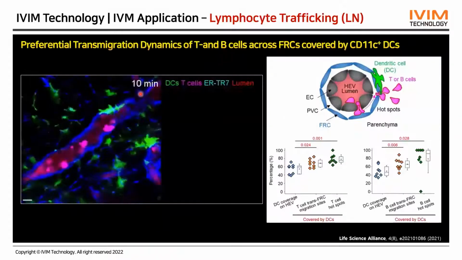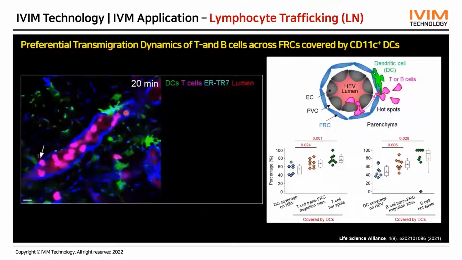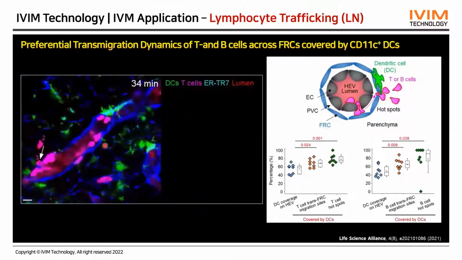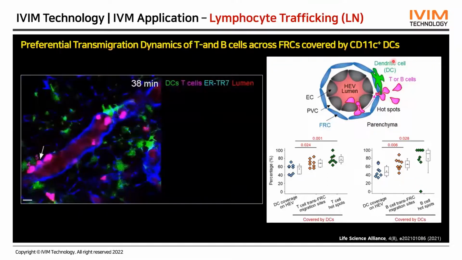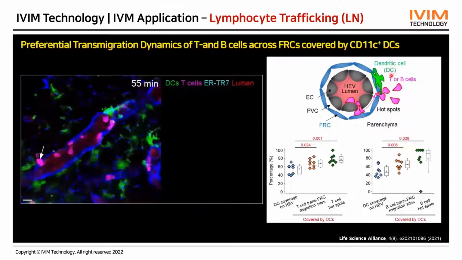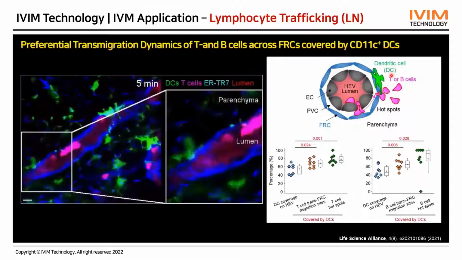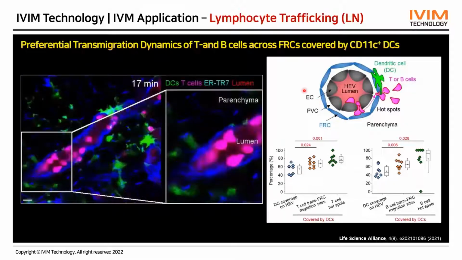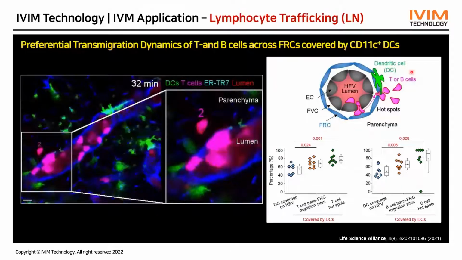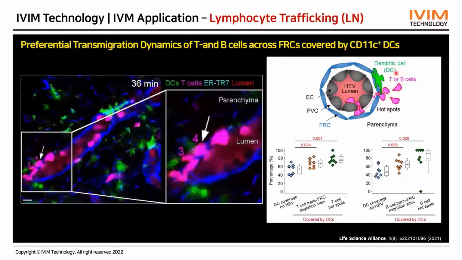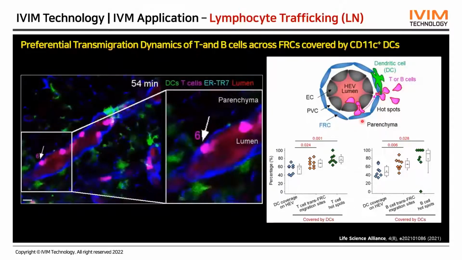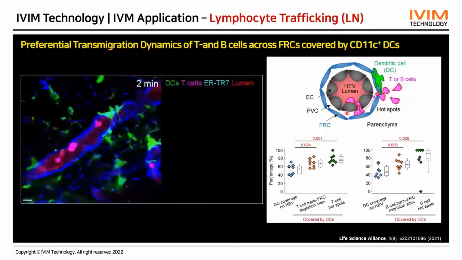And furthermore, trans-FRC migration of the T and B cells preferentially occurred at FRCs, which were covered by the dendritic cells in HEVs. These results suggest that high endothelial venule endothelial cells and fibroreticular cells with the perivascular dendritic cells delicately regulate T and B cell entry into the peripheral lymph node.